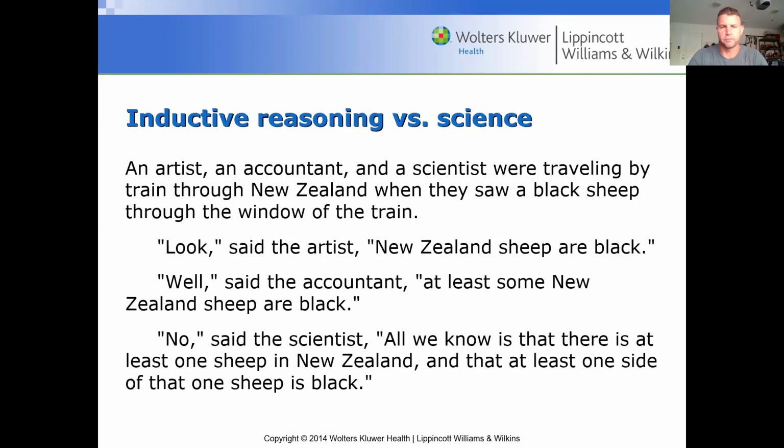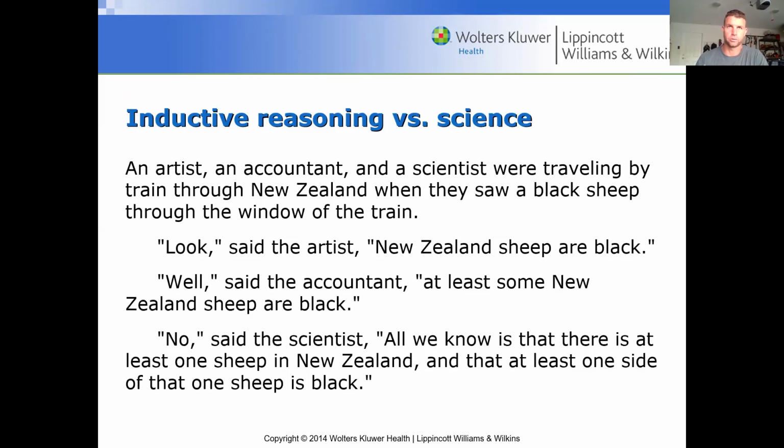So, inductive reasoning versus science. All right, this gives you an idea of how people look at things. It's just an illustration: you have an artist, an accountant, and a scientist traveling through New Zealand on a train, and they see a black sheep through the window. The artist says, look, New Zealand sheep are black. That's the observation he makes. The accountant says, well, at least some New Zealand sheep are black, right?